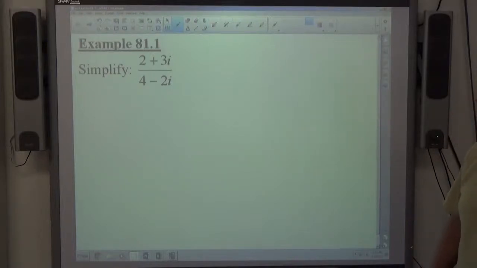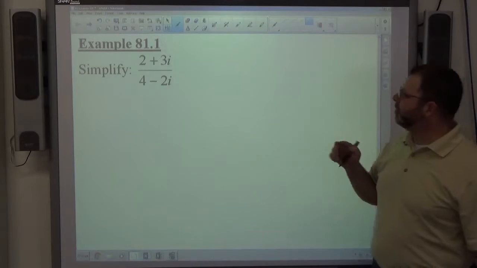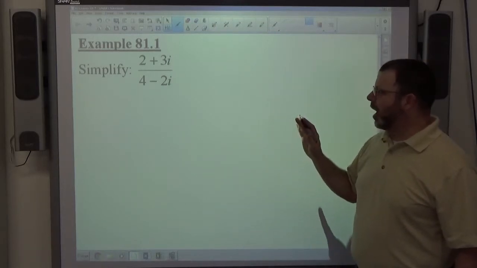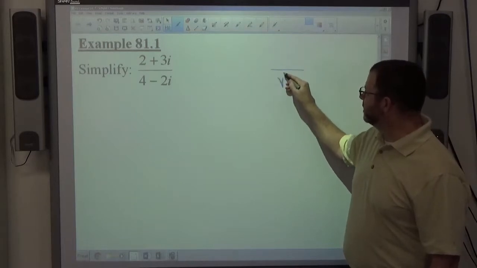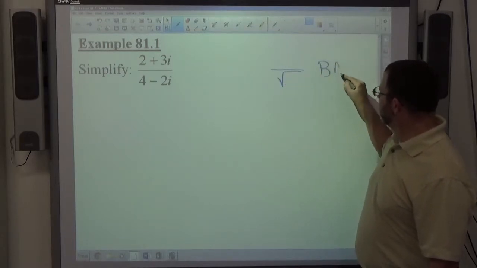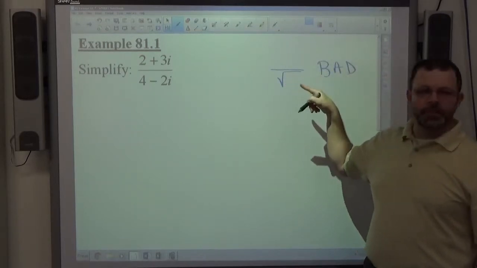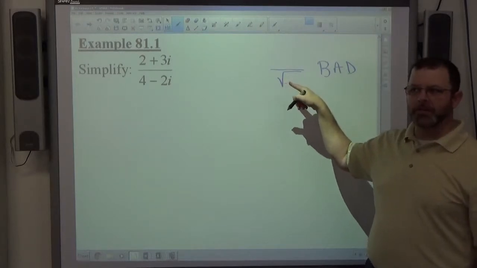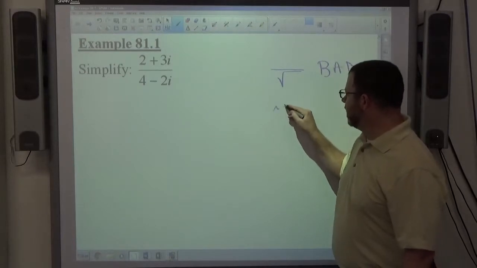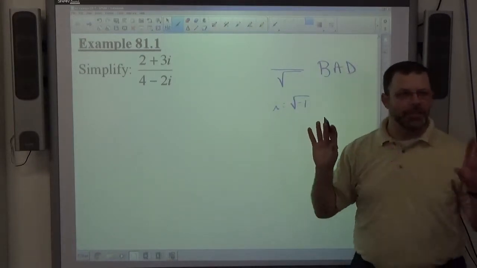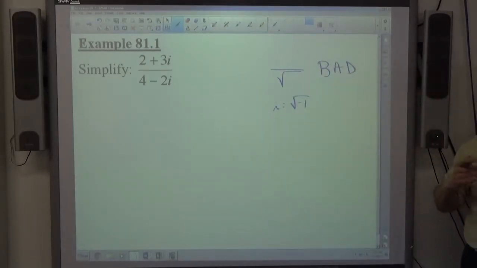All right, 81.1, our job was to simplify this, and let me just clear up why it's not simplified. We've established, I think, very thoroughly that a square root in the denominator is bad. If we see a square root in the denominator of a fraction, it's a bad thing. If you recall, i is the square root of -1. So it's kind of in disguise, but it is one of these problems that has a radical in the denominator. So we want to fix that situation.